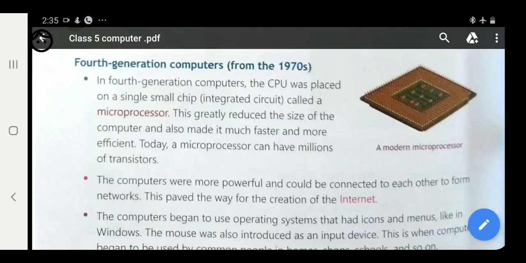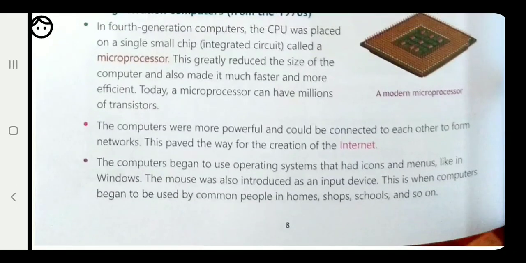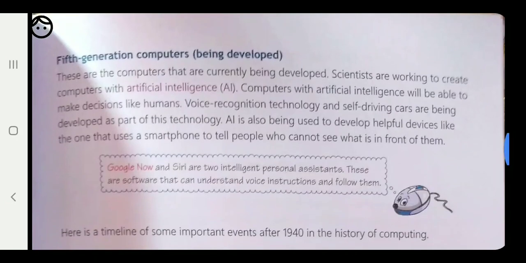Hello students, in the previous class we learned about fourth generation computers, which is a part of the history of computer, our first chapter. Now today we will move to fifth generation computers. These are computers that are currently being developed. Scientists are working to create computers with artificial intelligence, AI.